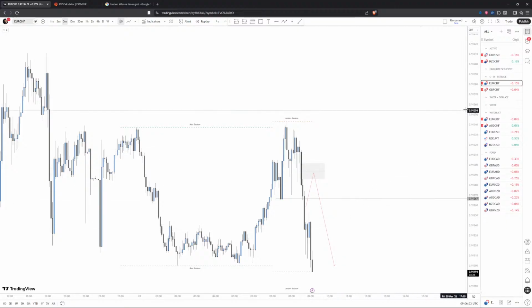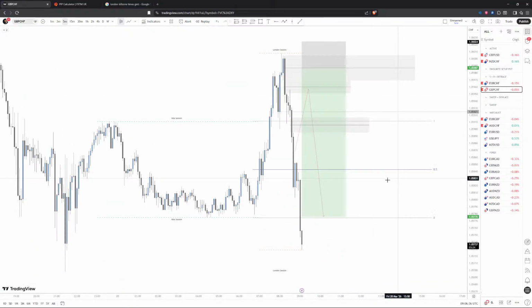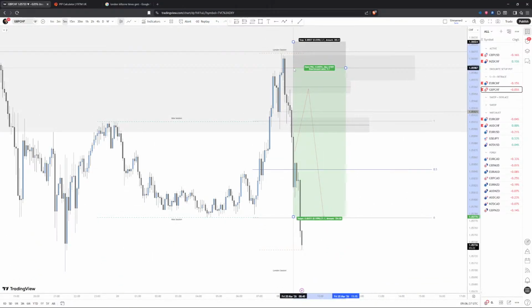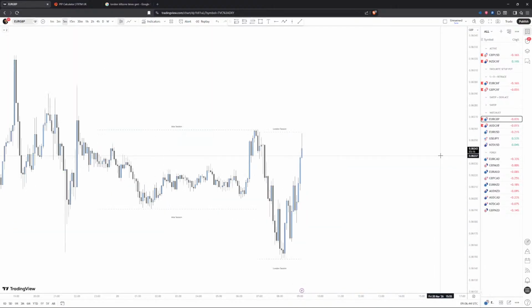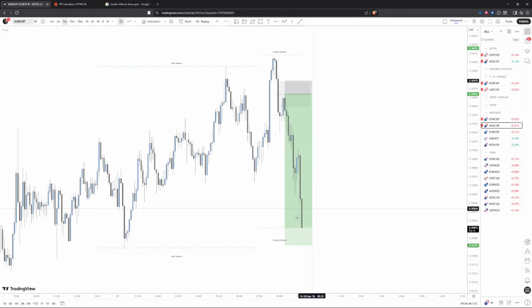All right. Yeah, this is delivered. Euro Swiss franc delivered. And Euro Swiss franc delivered. Nice. Unfortunately, we didn't get into these trades, but it's nice to know the strategy is working. Euro GBP is almost delivered. Not yet.